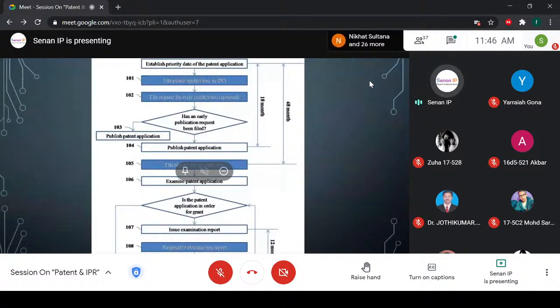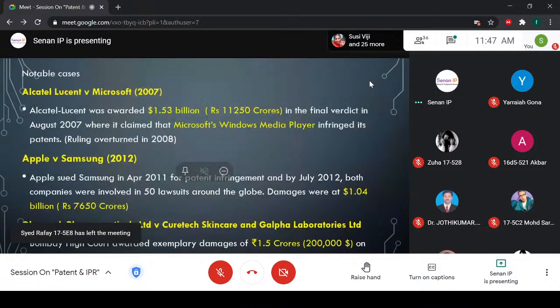So respond to the examination report, whether it will be rejected or granted. Based on that decision, the patent application will be granted or rejected. Based on the response and the hearing, the patent office decides whether the patent application is granted or rejected. So this is the filing procedure of a patent application.